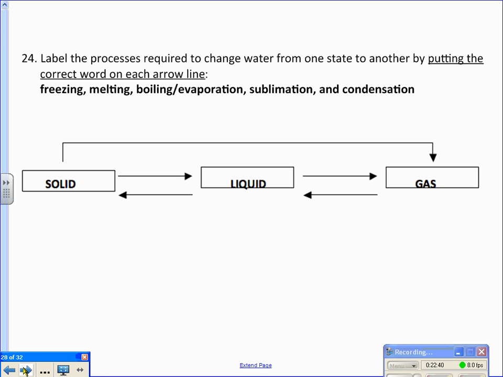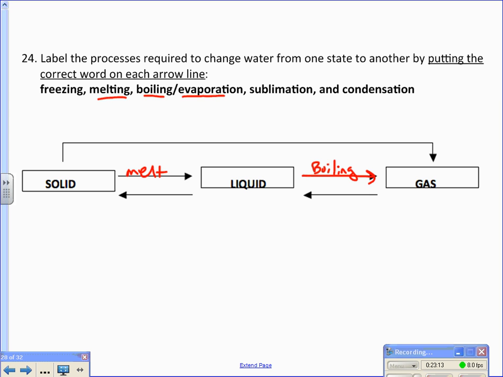Then here I wanted to label the processes required to change water from one state to another by putting the correct word on each arrow or line. So if we go from a solid to a liquid, we are melting. If we go from a liquid to a gas, we are boiling, or evaporation would be another way to say that.